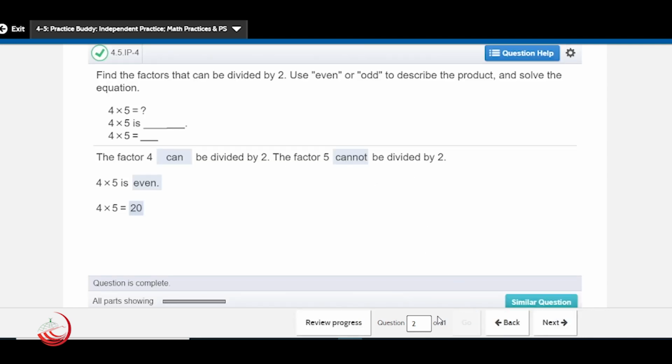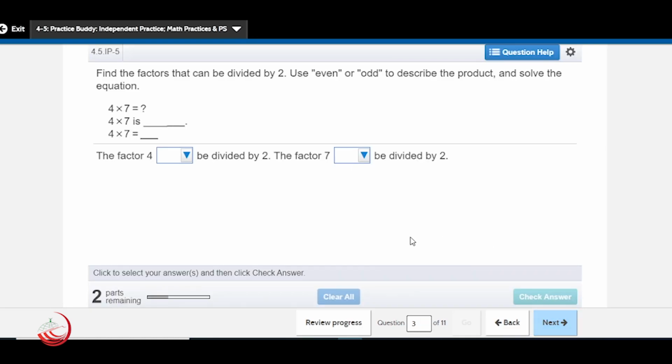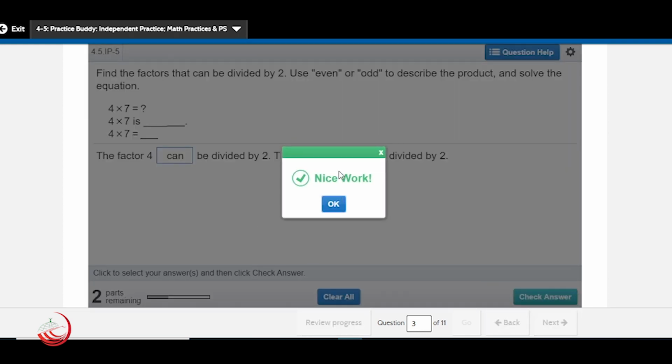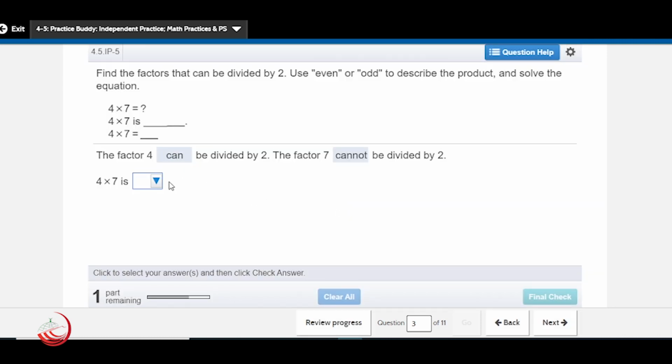There are 11 questions. Okay, let's do the last one and we'll finish our video at this point, all right? Very easy. Now 4 times 7. The factor 4 is even: can or cannot be divided by 2? Can. The factor 7: can or cannot be divided by 2? Cannot. Let's check.